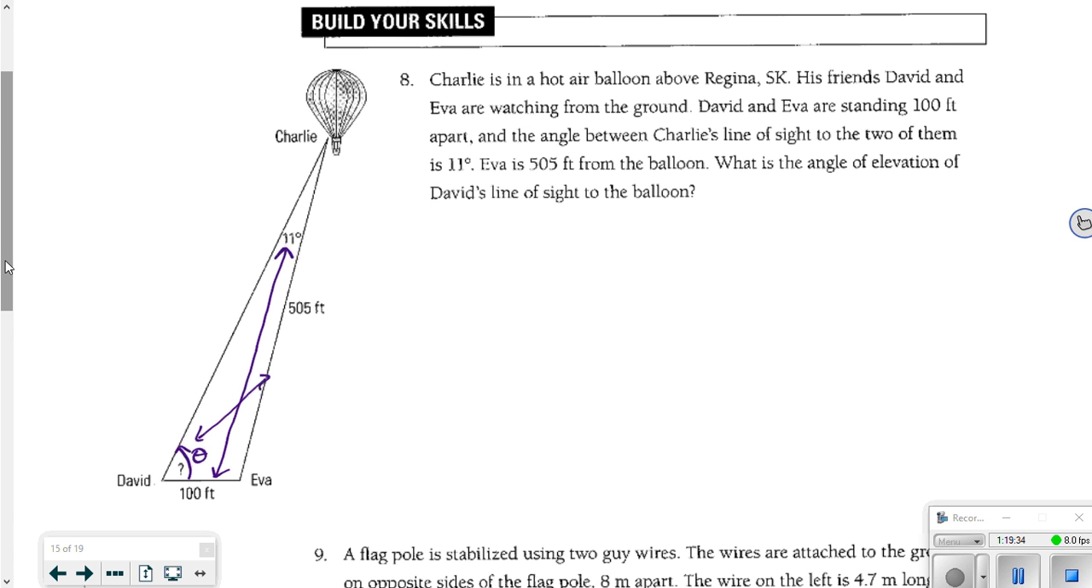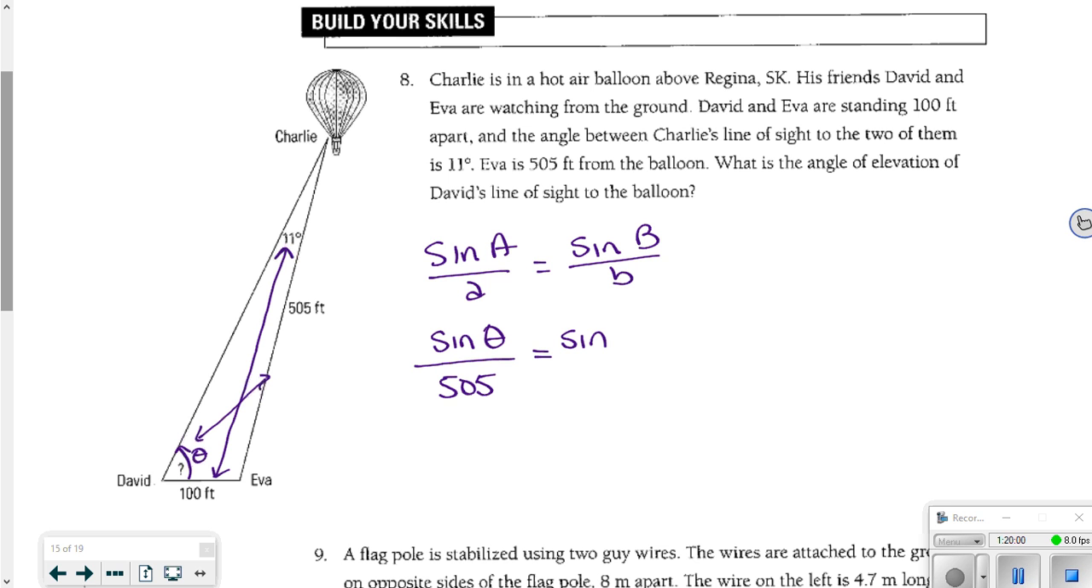So I'm using my sine law. I'm solving for an angle. I want to write it with the angles on top. Sine A over A equals sine B over B. So sine of my unknown angle, which is the David angle, over the side across from David, which is the 505 feet, equals sine of the angle I know, which is the 11 degrees, divided by the side that's across from that 11 degrees, so the 100 feet, times by the 505 to get the sine of my angle by itself.